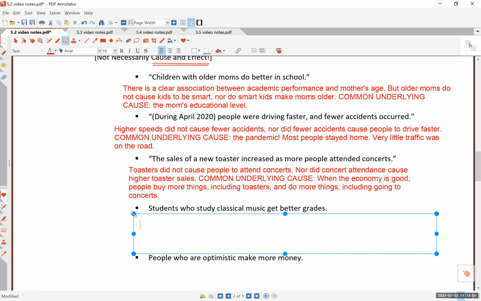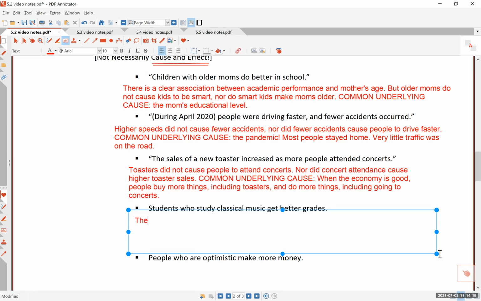Okay, the next one: students who study classical music get better grades. This is a very common statement, and in fact, many piano teachers and violin teachers will tell you this. Oh yeah, you should teach your kids classical music because those students do well. And that's true. There is undoubtedly a clear association between studying music and getting good grades in school. All right, so the association is undoubted.